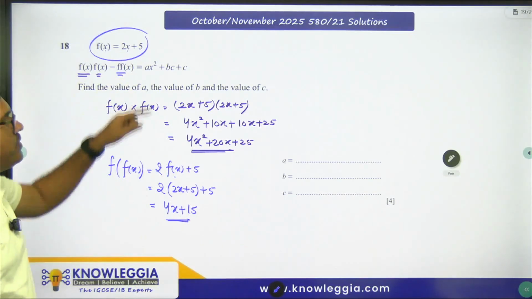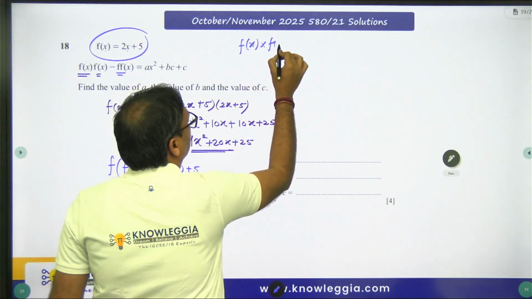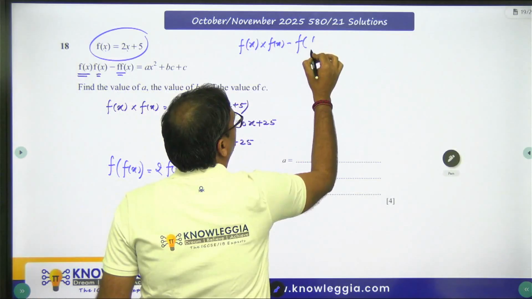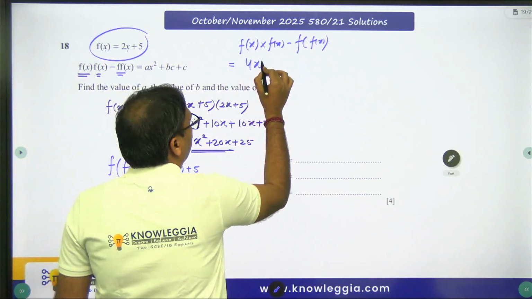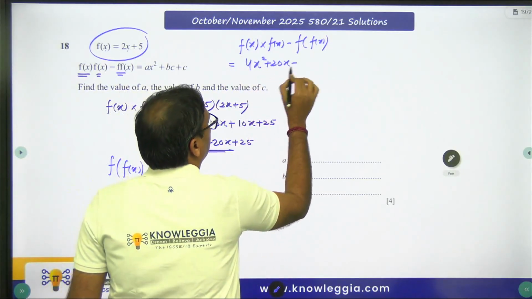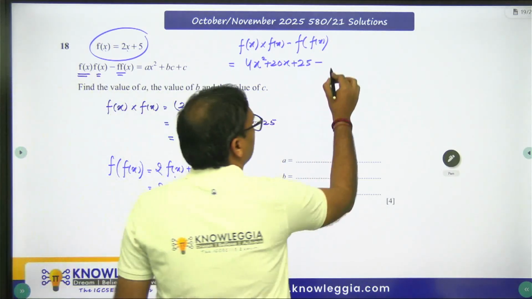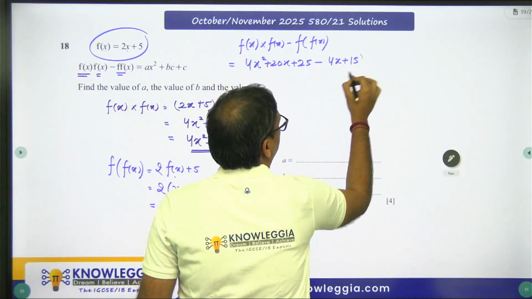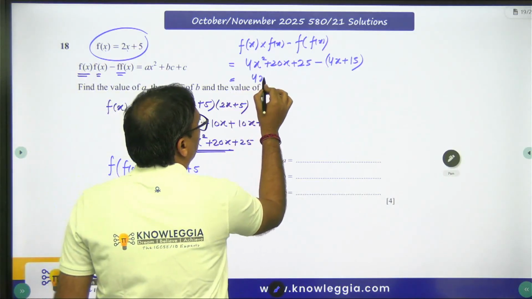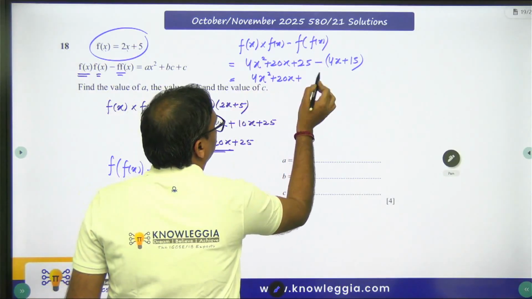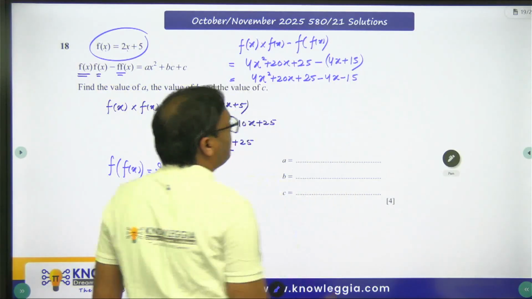Now we have to substitute this. That is, we have f of x into f of x minus f of fx will be equal to, we'll substitute this. This is 4x square plus 20x plus 25 minus f of fx, this is 4x plus 15. That is how we write this. Now let's simplify this. So now what is this? This is 4x square plus 20x plus 25 minus 4x minus 15.